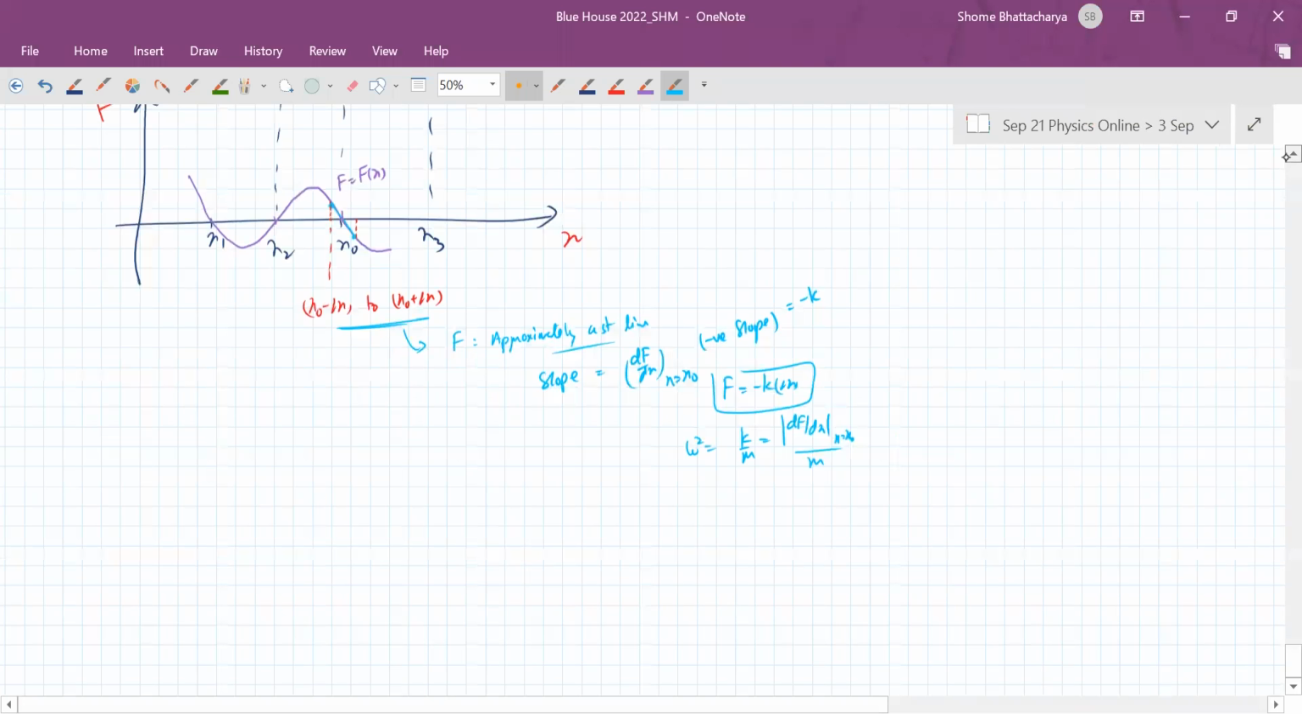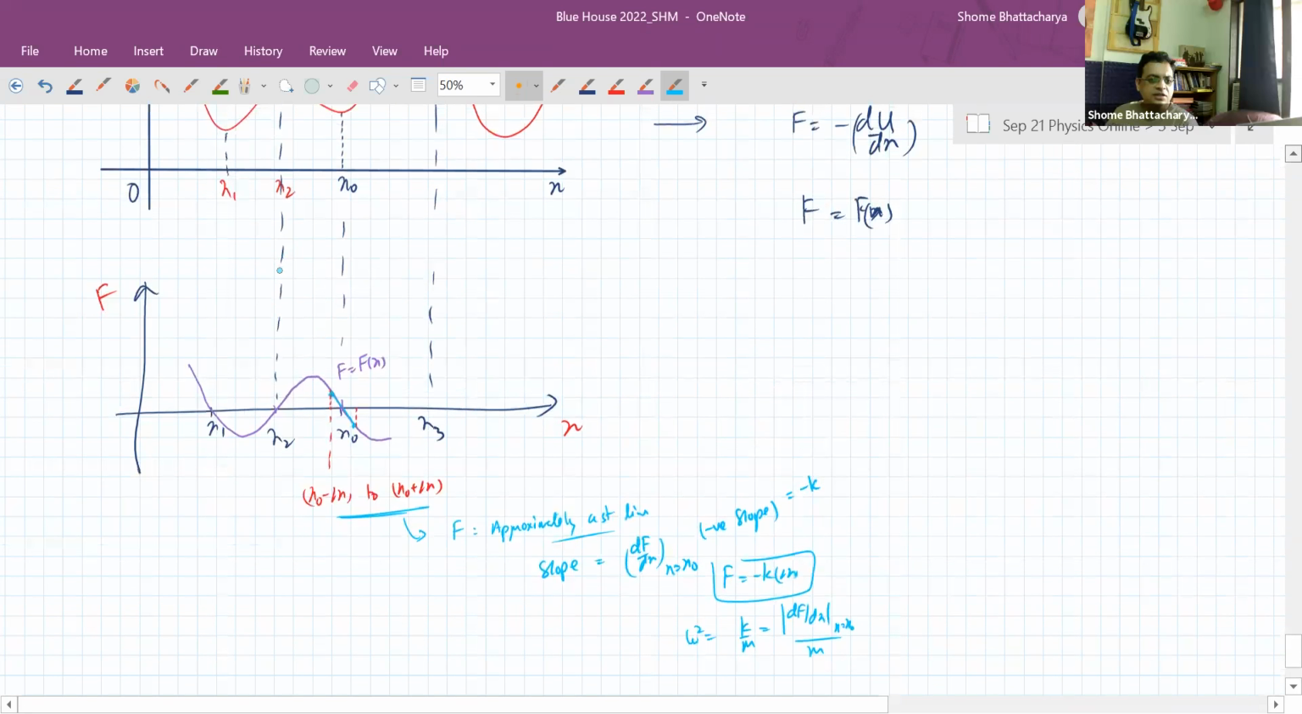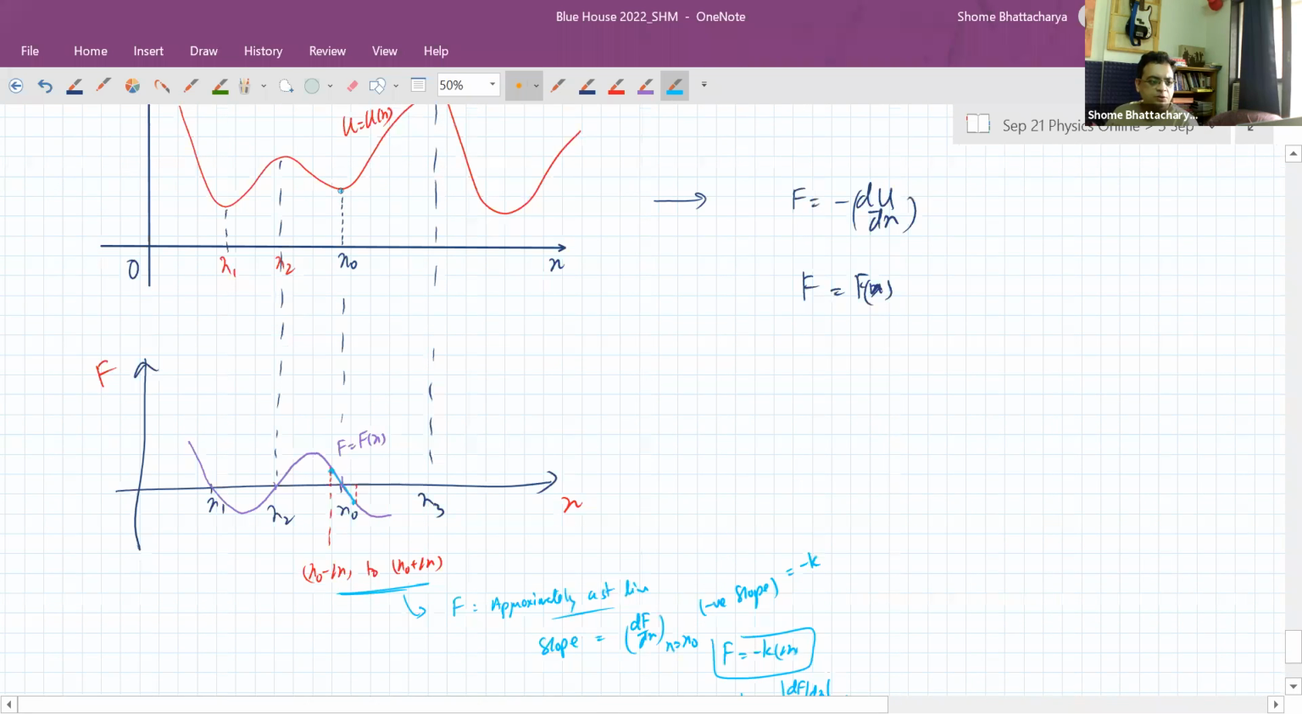Yes, sir. Now it is clear. So if any potential energy function or graph is given to you, and with respect to any one of the mean positions or the stable equilibrium positions, you want to find the time period for small oscillations, you have to convert the potential energy graph to a force graph, and with respect to that stable equilibrium position, if you take a small range of motion, then in that small range of motion, the force curve can be approximated as a straight line, which has this kind of slope. And from that slope, we can find the effective time period. So this is the general method. Okay. I'm moving on to the next question.